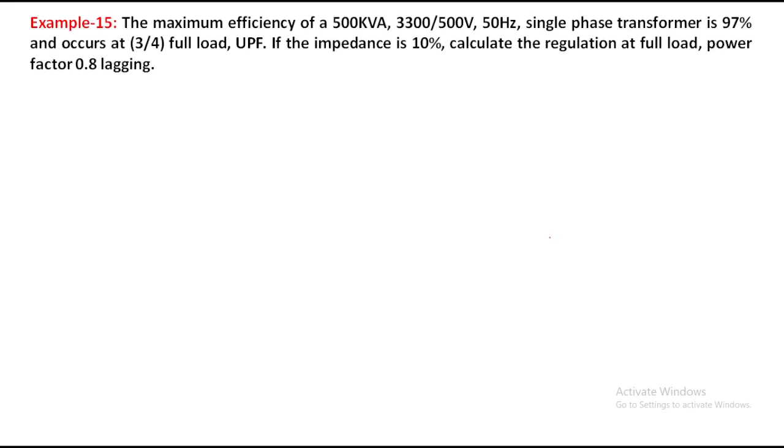Okay, next problem. The maximum efficiency of a 500 kVA, 3300 by 500 volts, 50 Hz single phase transformer is 97%. It occurs at 3/4 of full load and the power factor is what? UPF. If the impedance is 10%, calculate the regulation at full load, power factor 0.8 lagging.